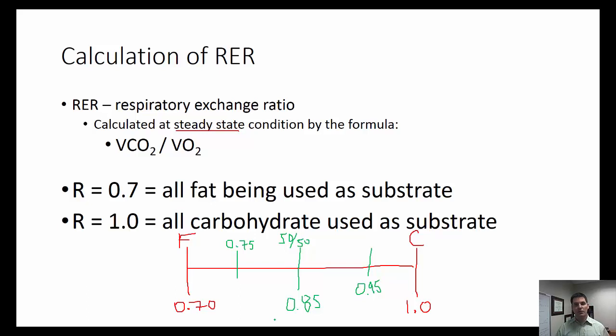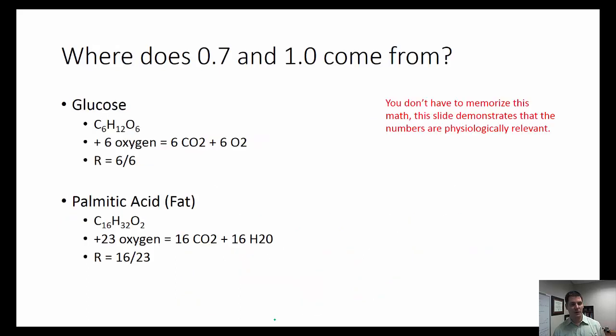So again, this is really what I want you to understand and focus on in this lecture: which way are we going? So think about that middle being 0.85. If we start using more carbs, we move to 1. If we start using more fats, we move to 0.7, and anywhere in between. Now you may be thinking, why is this so confusing? Why do we have numbers of 0.7 and 1? I'll say you don't have to memorize this, just demonstrating that these numbers make sense from a biochemistry perspective.